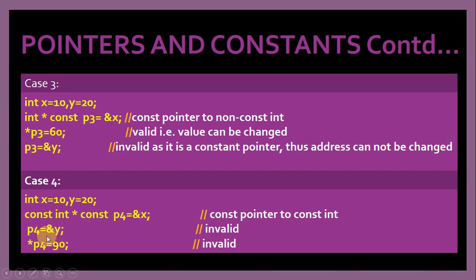If I want to change the address, suppose I want p4 to point to y now, this statement is invalid because this is a constant pointer. Also, I cannot change the content of the address to which it is pointing, that is 10 to 90. This is also invalid because it is pointing to a constant integer.